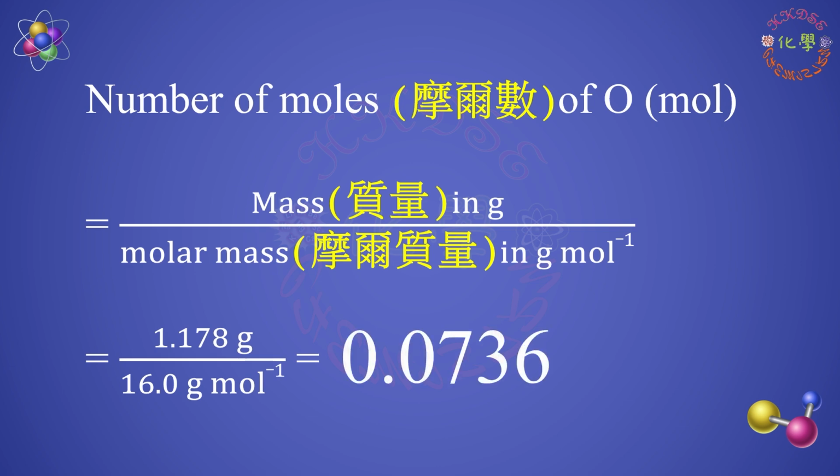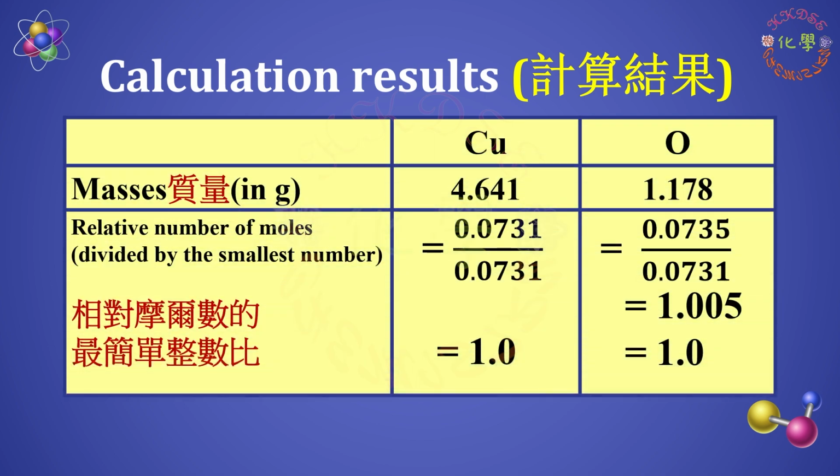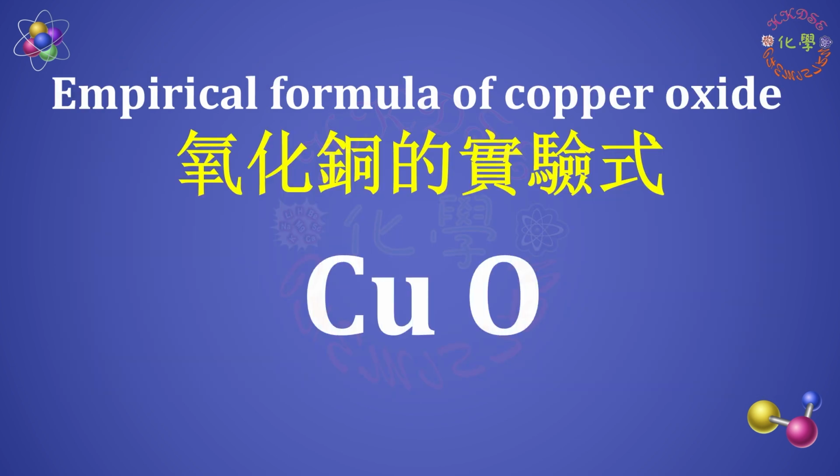0.0736. Now we divide both mole numbers by the smallest number to determine the ratio. The smallest number is 0.0731. This gives us a value of 1 for the copper, and approximately 1 for oxygen. As the mole ratio of the two atoms is 1 to 1, and remember that we never write the number 1 in a formula, the empirical formula of copper oxide is CuO.